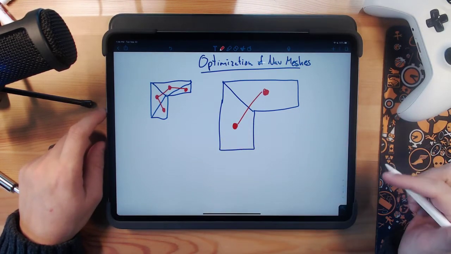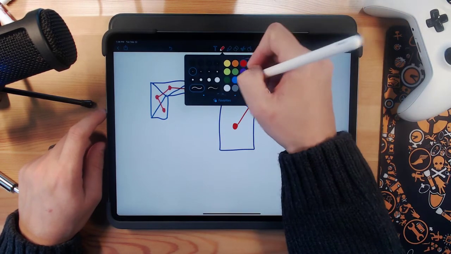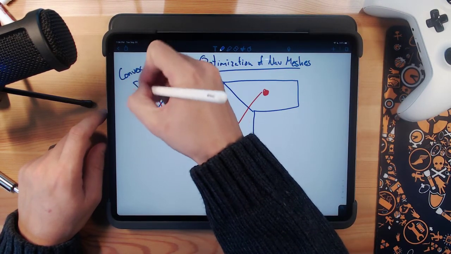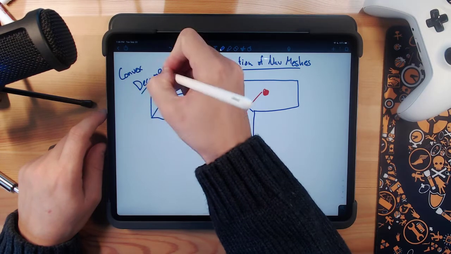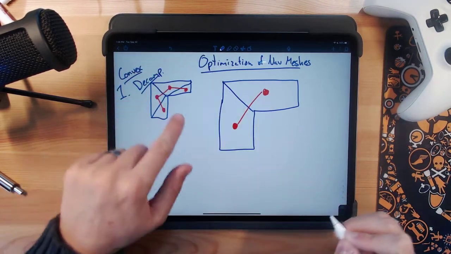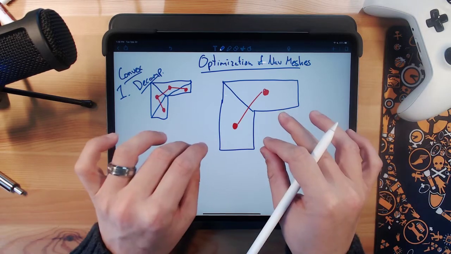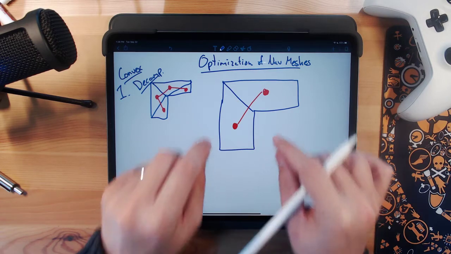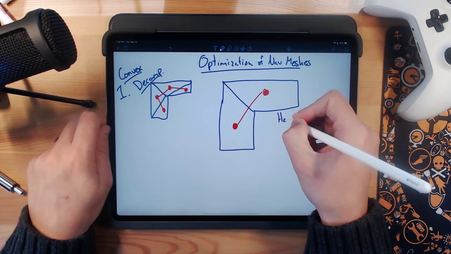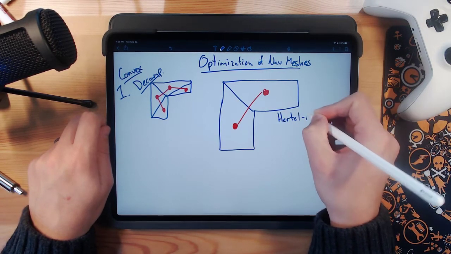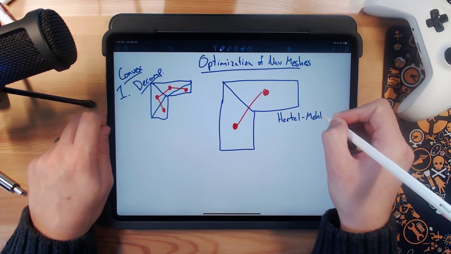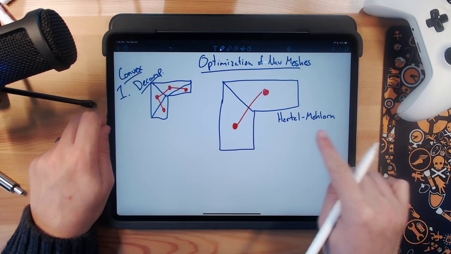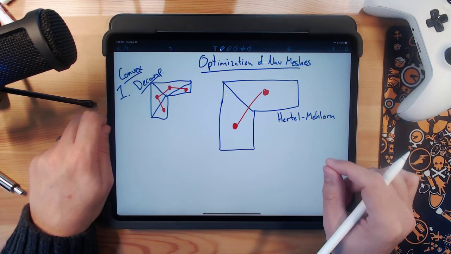Another optimization for nav meshes, so let's classify this as a convex decomposition. So here's one thought, convex decomposition. And this was using an algorithm called ear cutting initially, and then something called the Hertel-Melhorn algorithm. Let's see if I can spell that correctly. I think it's the Hertel-Melhorn. That might be spelled incorrectly, but something very similar to this, the Hertel-Melhorn algorithm.